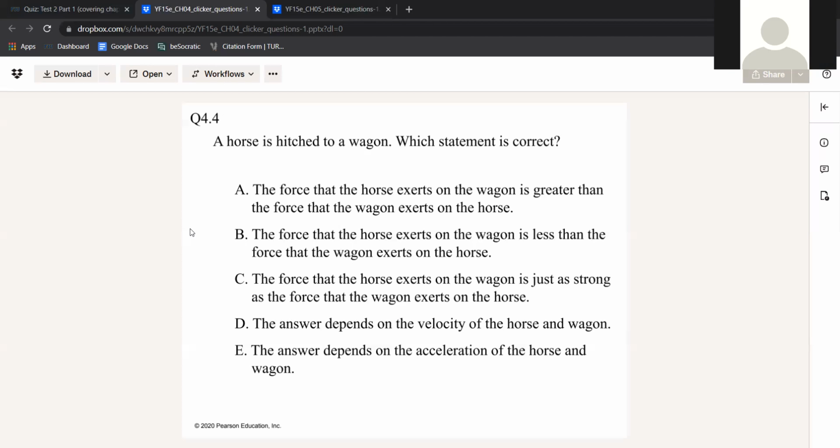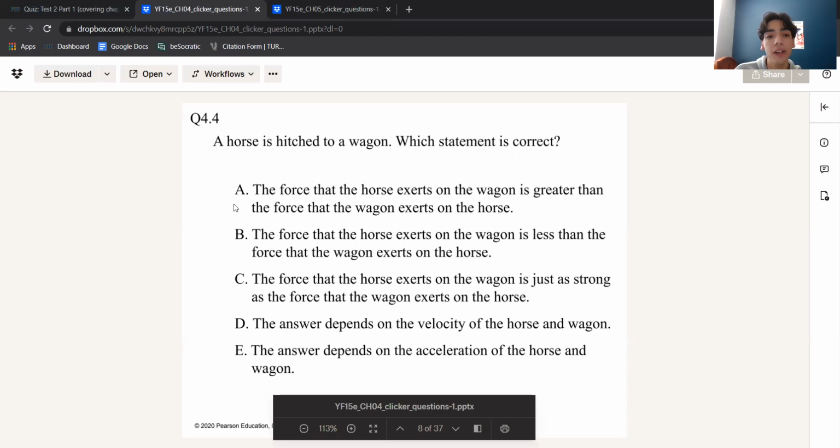I do think it's C, because if we take into consideration the action-reaction law, and since it doesn't specify if it's accelerating or if it's stationary, we can say that the force that the horse exerts on the wagon is just as strong as the force that the wagon exerts on the horse. Because it's a vague question, C is, I think, the most logical answer to that. I would agree with you. So if we're unanimous on C, we can now check our answer.